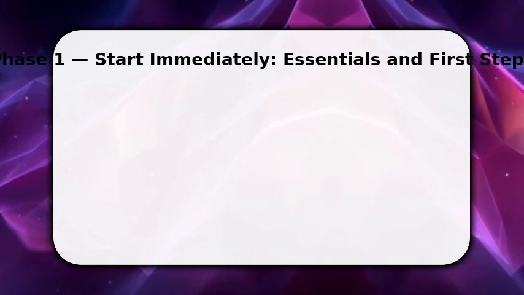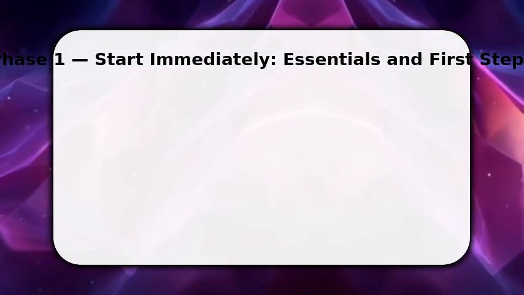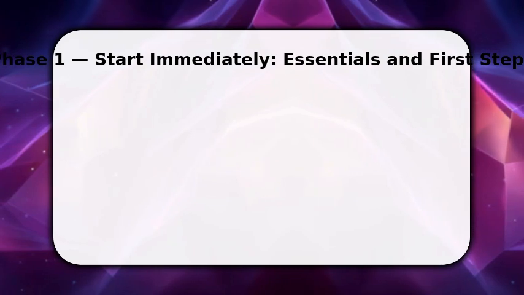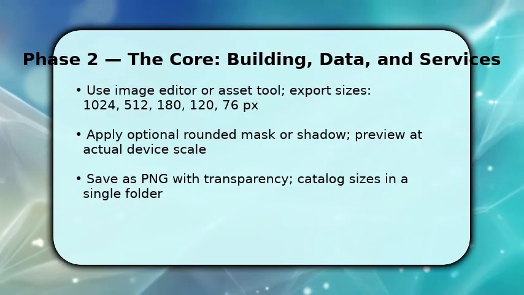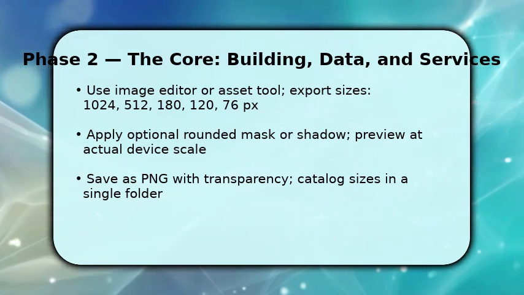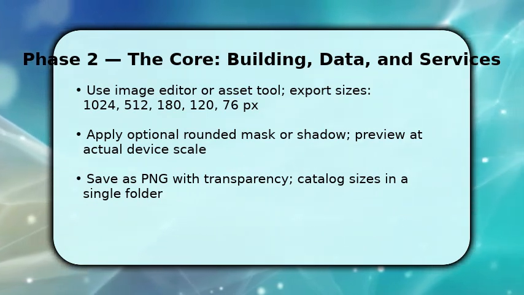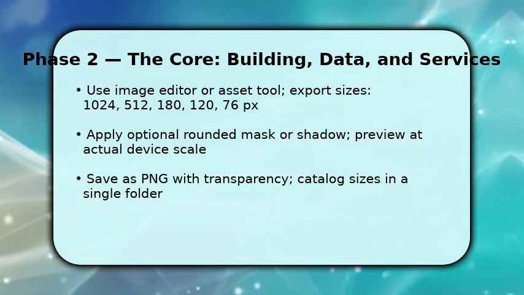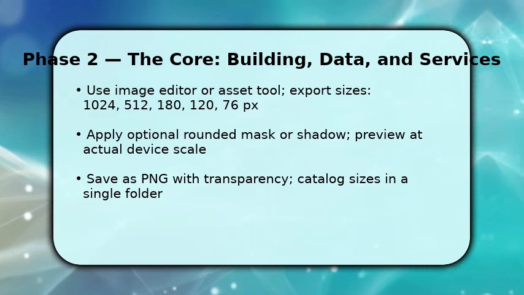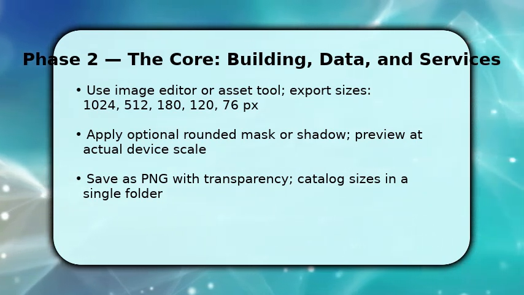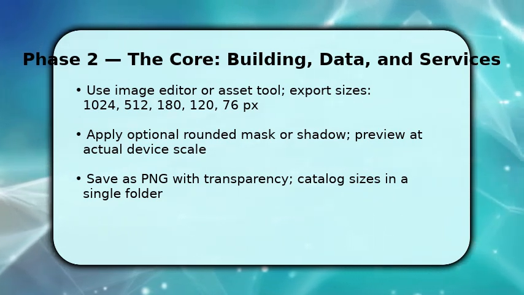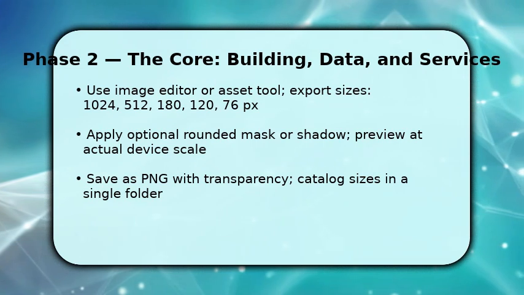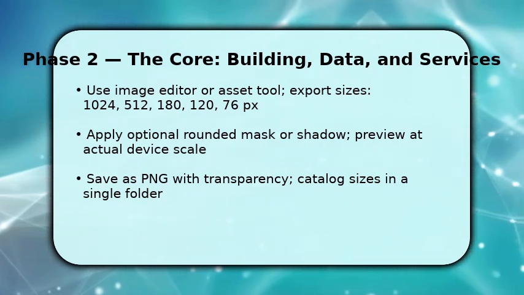Now you convert the photo into app icon assets. Open an editor or asset generator and export the exact sizes you need: 1024, 512, 180, 120, 76 pixels, and any platform-specific variants. Apply a rounded mask or subtle shadow if the platform requires it, and always preview at actual device scale so you can judge legibility. Save each export as PNG with transparency.